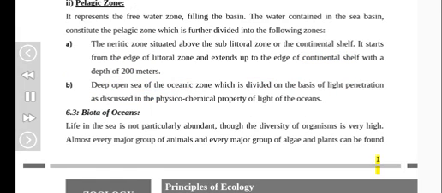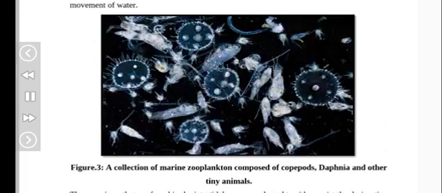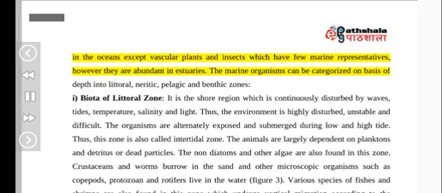In the oceans, except vascular plants and insects which have few marine representatives, however they are abundant in estuaries. The marine organisms can be categorized on the basis of depth into littoral, neritic, pelagic and benthic zones.